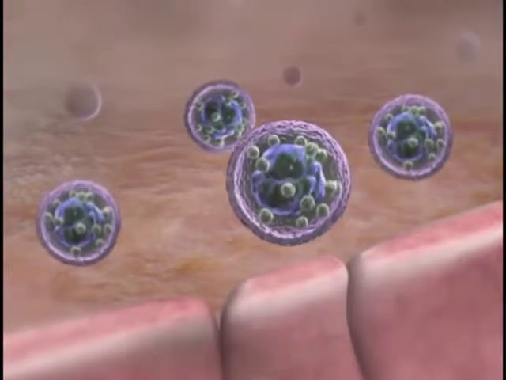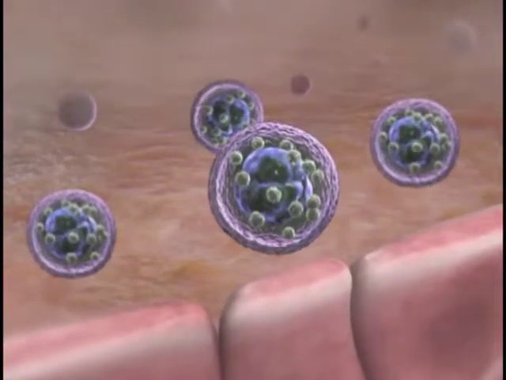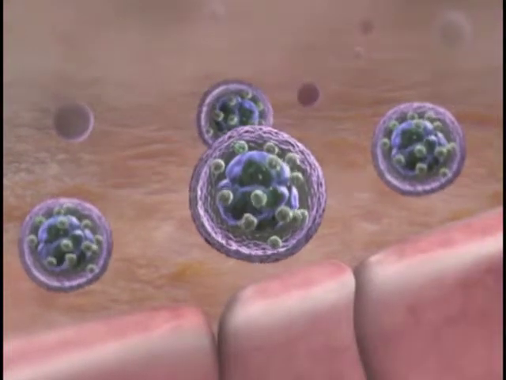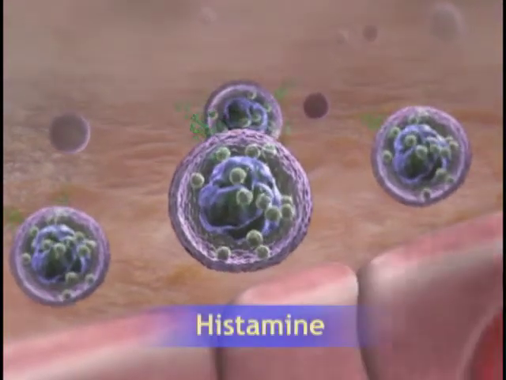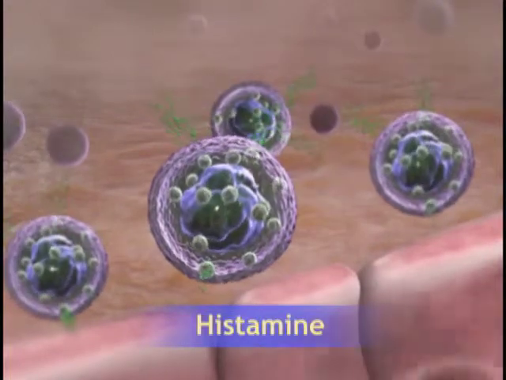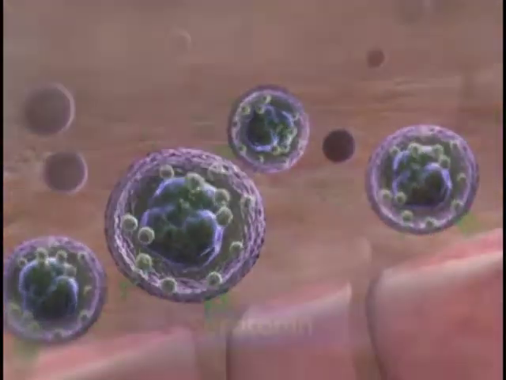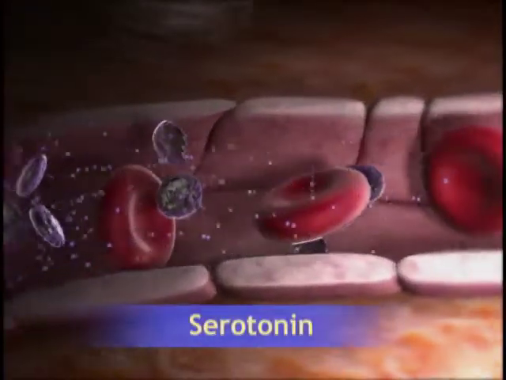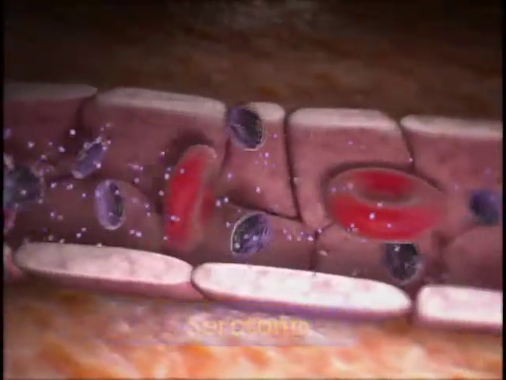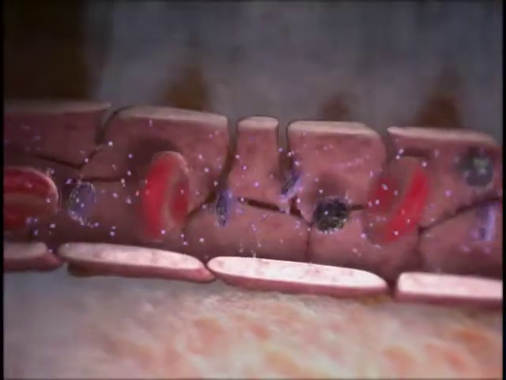mast cells of connective tissues adjacent to blood vessels, as well as in blood basophils and platelets. Histamine is released in response to a variety of stimuli and causes dilation and increased permeability of capillaries. Serotonin, another cell-derived mediator, performs similar actions.